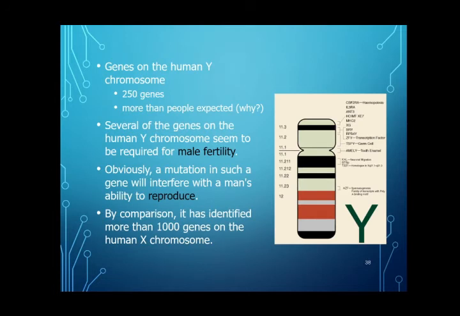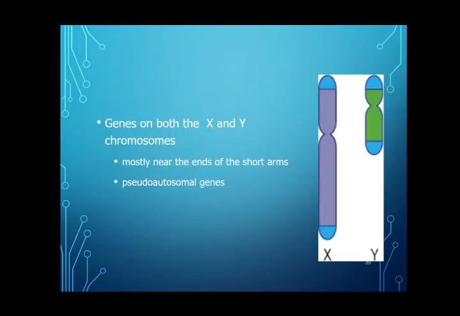The human Y chromosome has some 250 genes, which is more than people expected. Several of the genes on the human Y chromosome are required for male fertility, and obviously a mutation in such a gene will interfere with a man's ability to reproduce. In comparison, more than 1,000 genes have been identified on the human X chromosome. Genes on both X and Y chromosomes are mostly near the ends of the short arms, and they are pseudo-autosomal genes, so they behave kind of like autosomes.